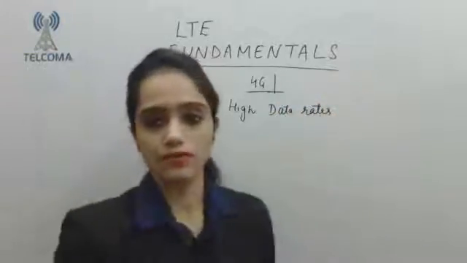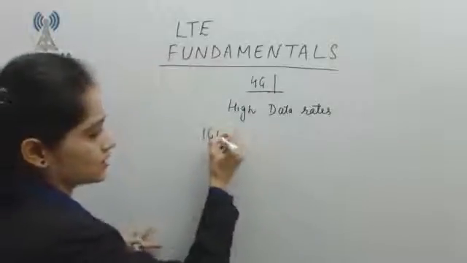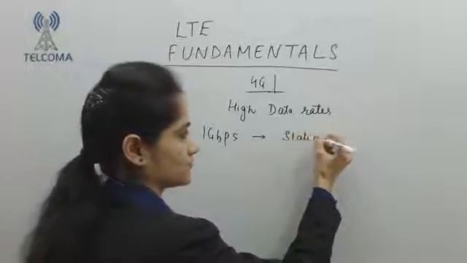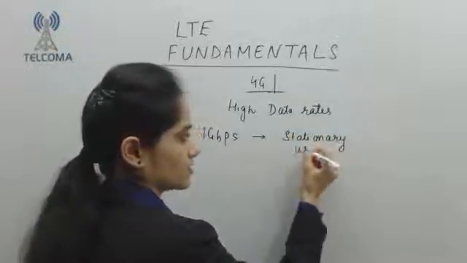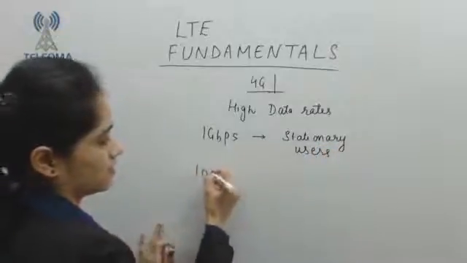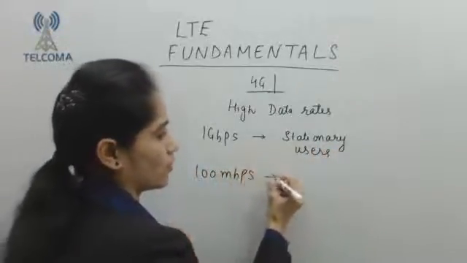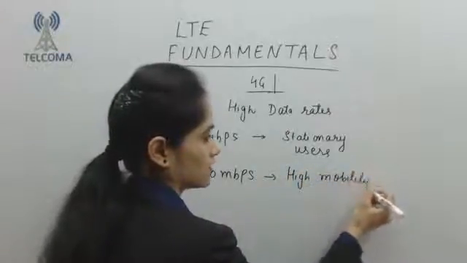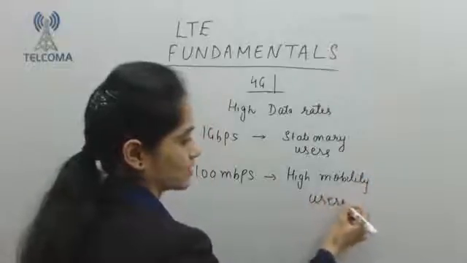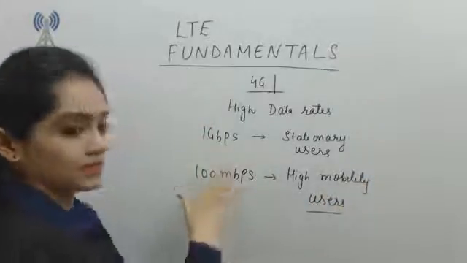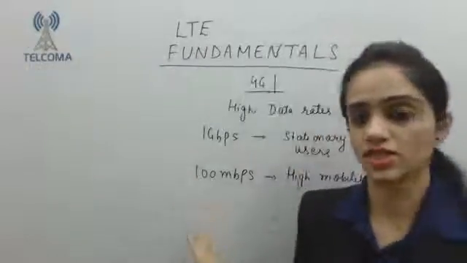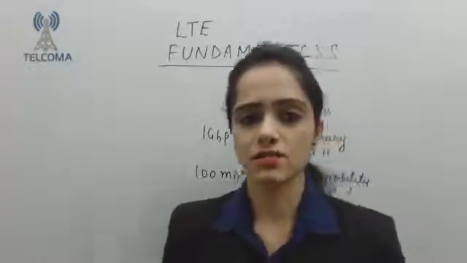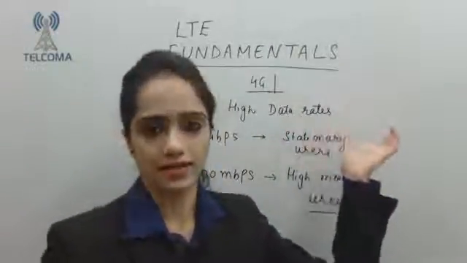The proposed aim of the 4G network is 1 gigabit per second for stationary users and 100 Mbps for high mobility users. So we have the aim of 1 gigabit per second and 100 Mbps for stationary as well as for high mobility users. That means fourth generation evolved because of the requirement of high data rates.